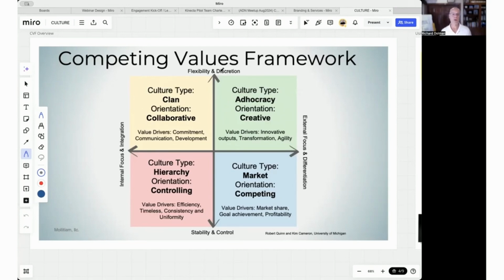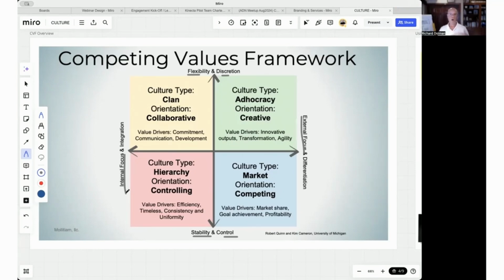Now, you notice on the boundaries here, there are some descriptions of what the focus areas are. So for these top two quadrants, we're focused more on flexibility and discretion. Whereas on these bottom two quadrants, we're focusing more on stability and control. Now, on the right-hand side, there's more of an external focus, whereas the left side quadrants are more internally focused.